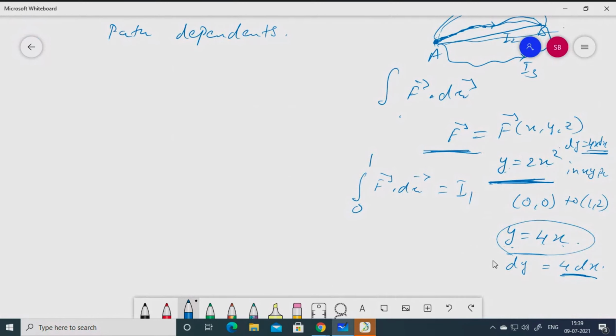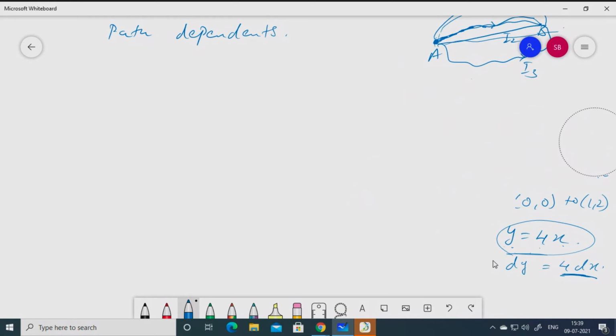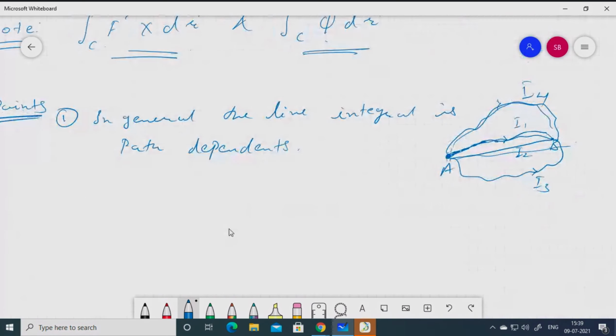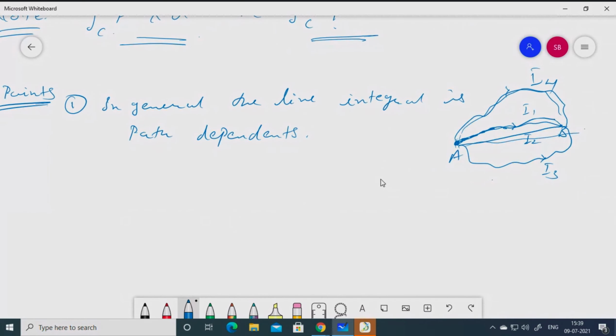So the starting and ending points are the same, but I have changed the path, so automatically the integral value also changes. Therefore, in most cases, the line integral is path dependent. Understood? Yes, ma'am. Okay. Now there are some special cases, or you can say some special vector functions, in which the line integral is path independent.